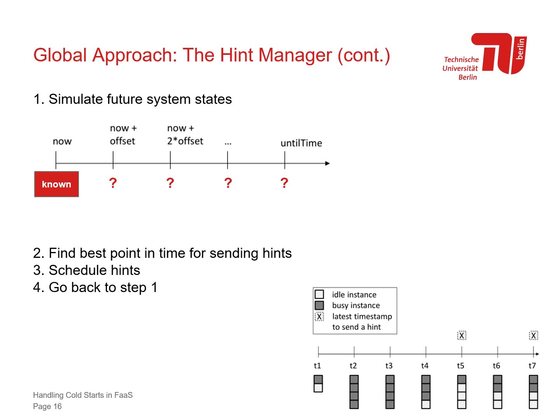In the second step, we then try to find the best point in time for sending the hints. For this, we identify the point in time where we predict a cold start to happen, subtract from that the predicted cold start latency, and try to find a point in time before that where we have the highest possible utilization for that step function. In the third step, we then schedule all those hints and go back to the first step. This means that we run a simulation round several times per second.